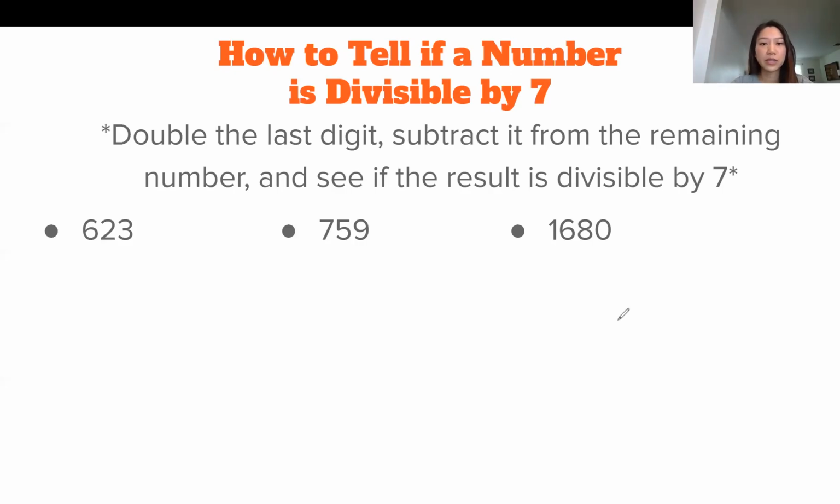How can you tell if a number is divisible by 7? A process you could use is to double the last digit, subtract it from the remaining number, and see if the result is divisible by 7.